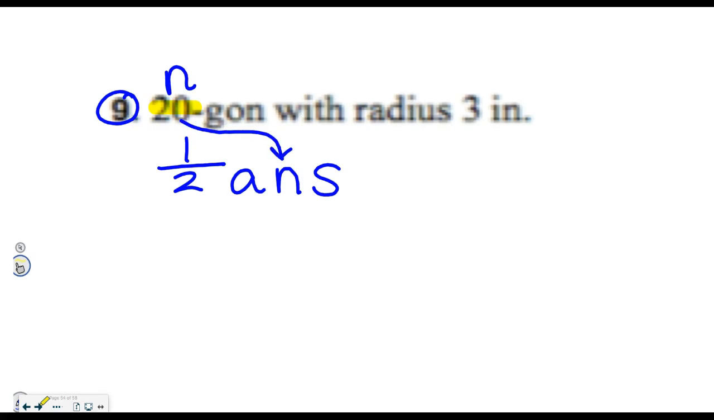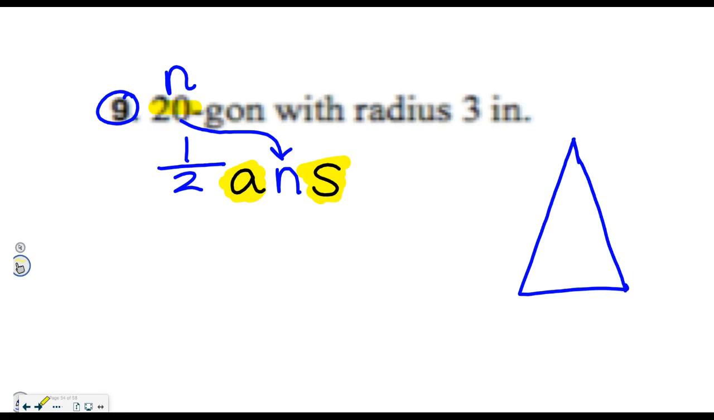It says the radius is 3. So I don't have the apothem or the side length, so I'm going to highlight those. Those are what I need to find. I don't want to draw a figure with 20 sides, so I'm just going to pull off one of the 20 triangles that would make it. That's what I think you should draw for your sketch.